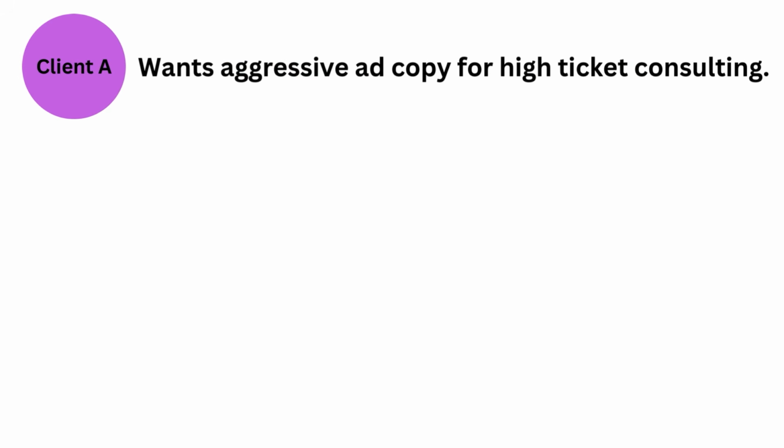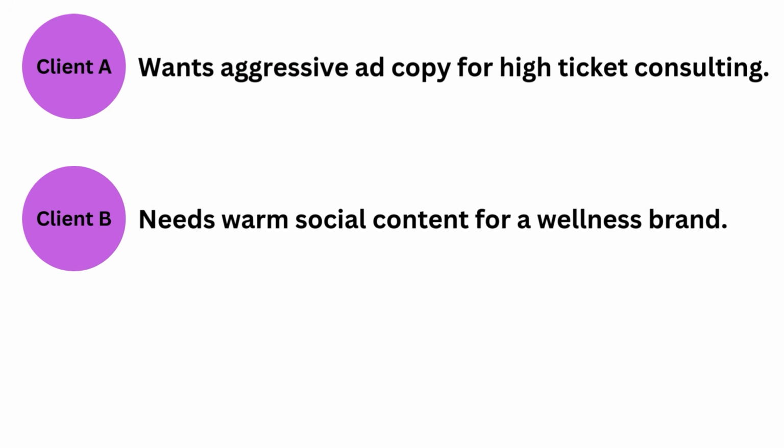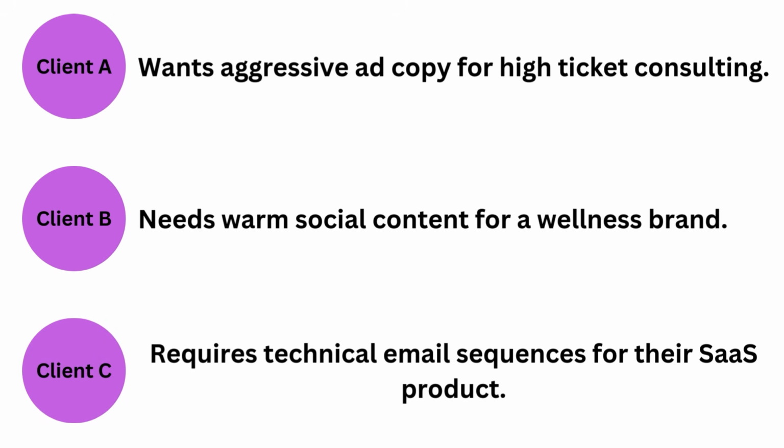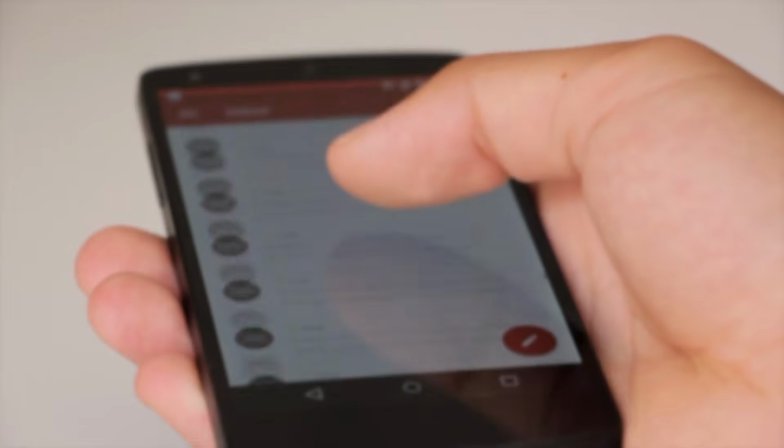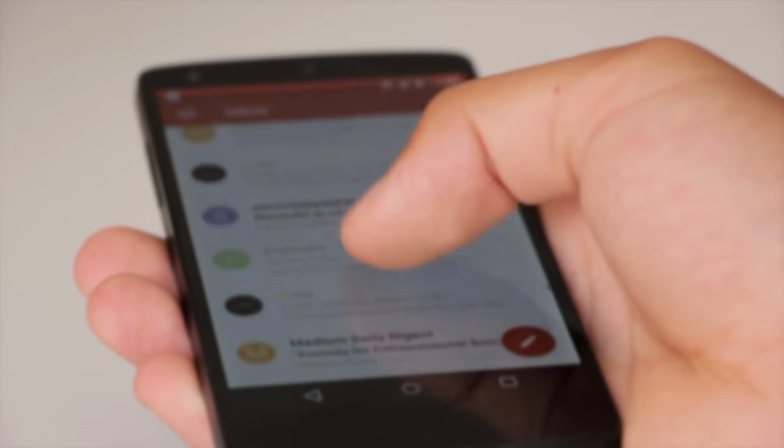Here is what happens when you run marketing services for multiple clients. Client A wants aggressive ad copy for high-ticket consulting. Client B needs warm social content for a wellness brand. Client C requires technical email sequences for their SaaS product. You switch between them all day, and by hour 3, you are second-guessing every word. Did this client want bullet points or paragraphs? You end up scrolling through old messages just to verify tone. That eats up hours every week.